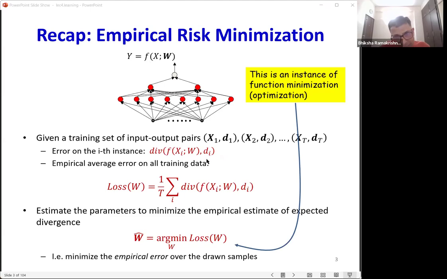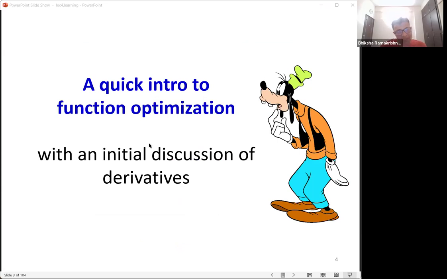So this ends up being an instance of function minimization. This loss is a function of network parameters. And so when we try to minimize this loss, we are basically minimizing a function with respect to its argument. So this is an optimization problem. And so we'll take a quick look at function optimization and an initial discussion of derivatives.